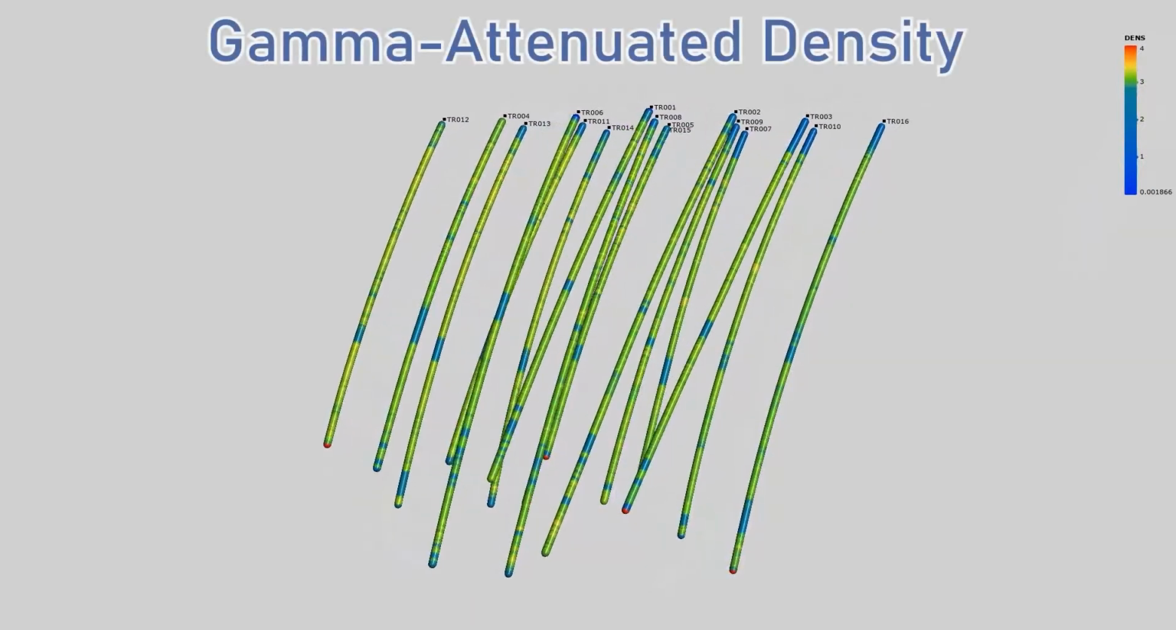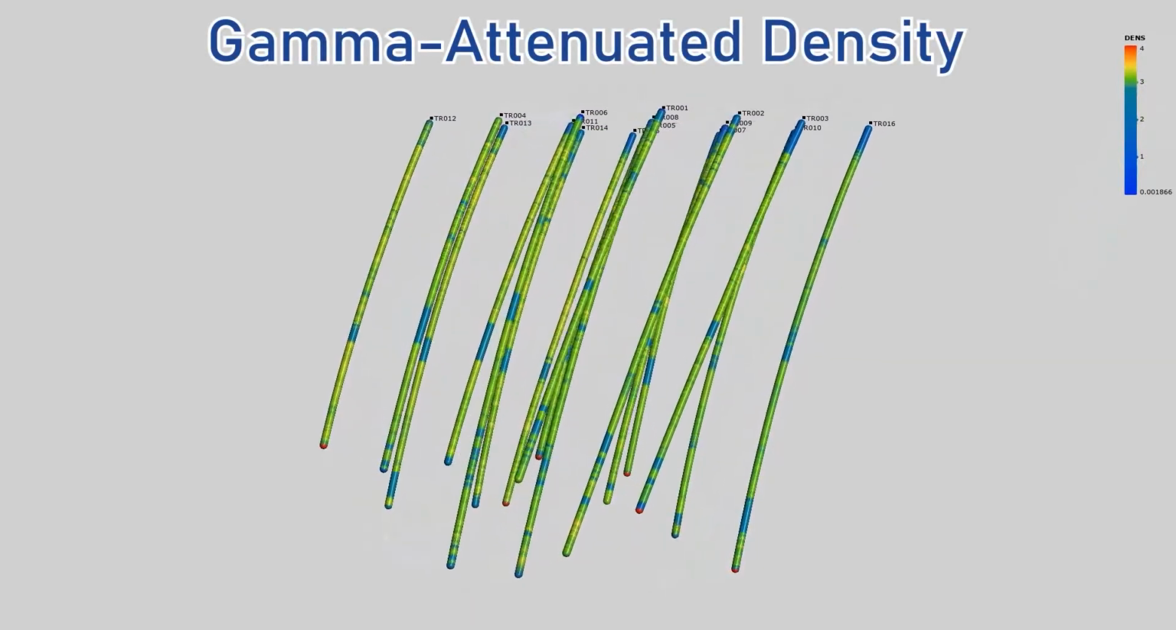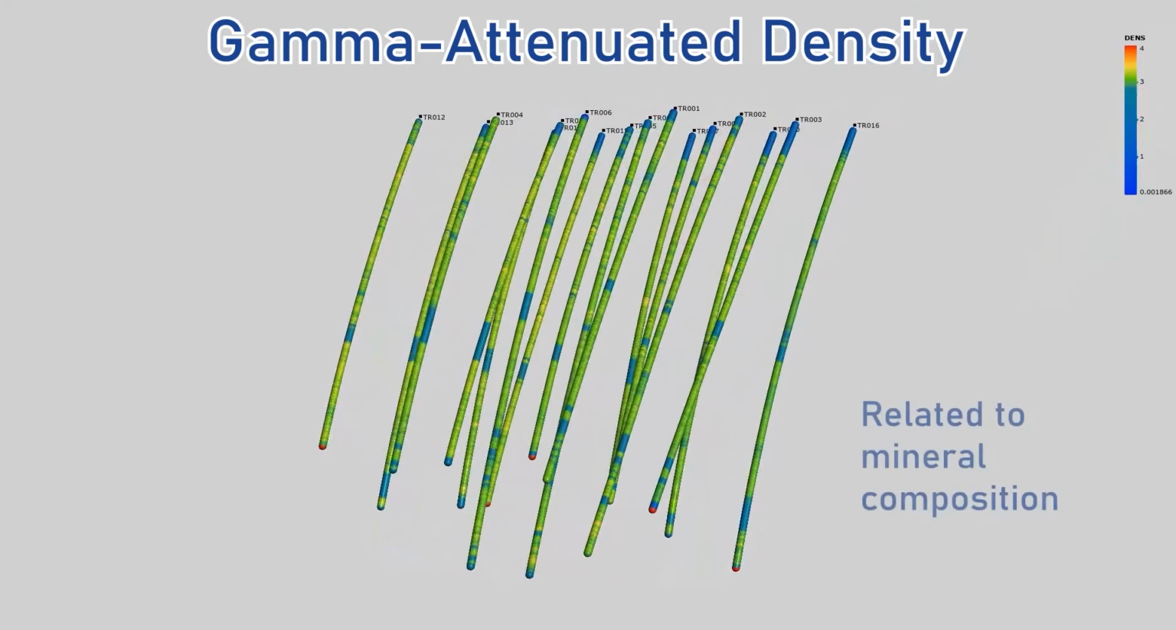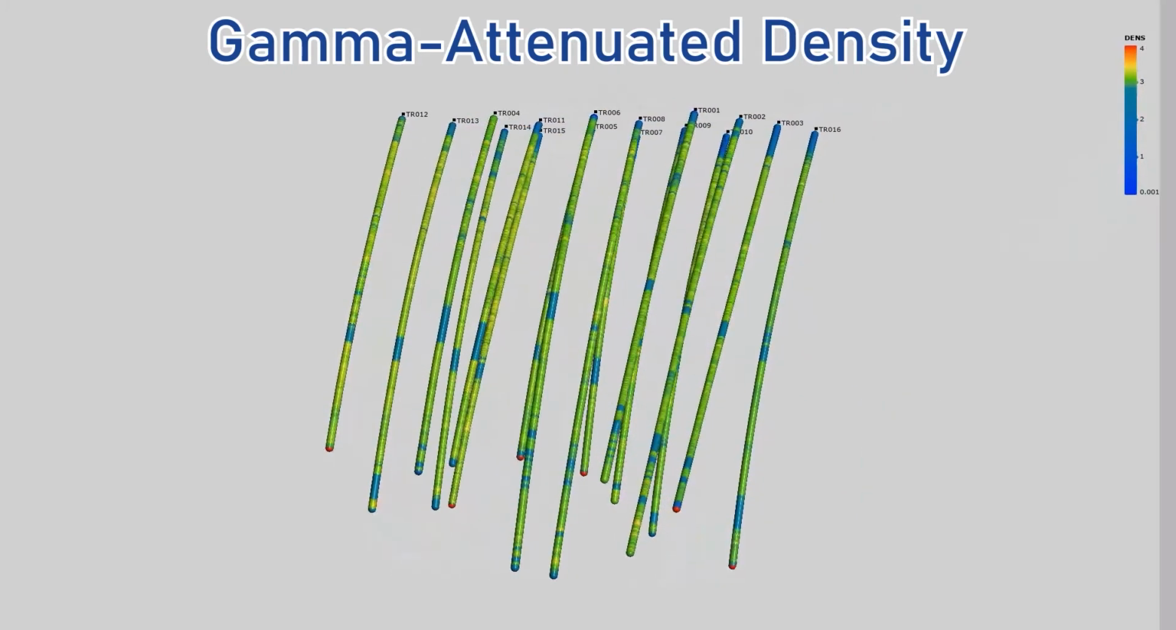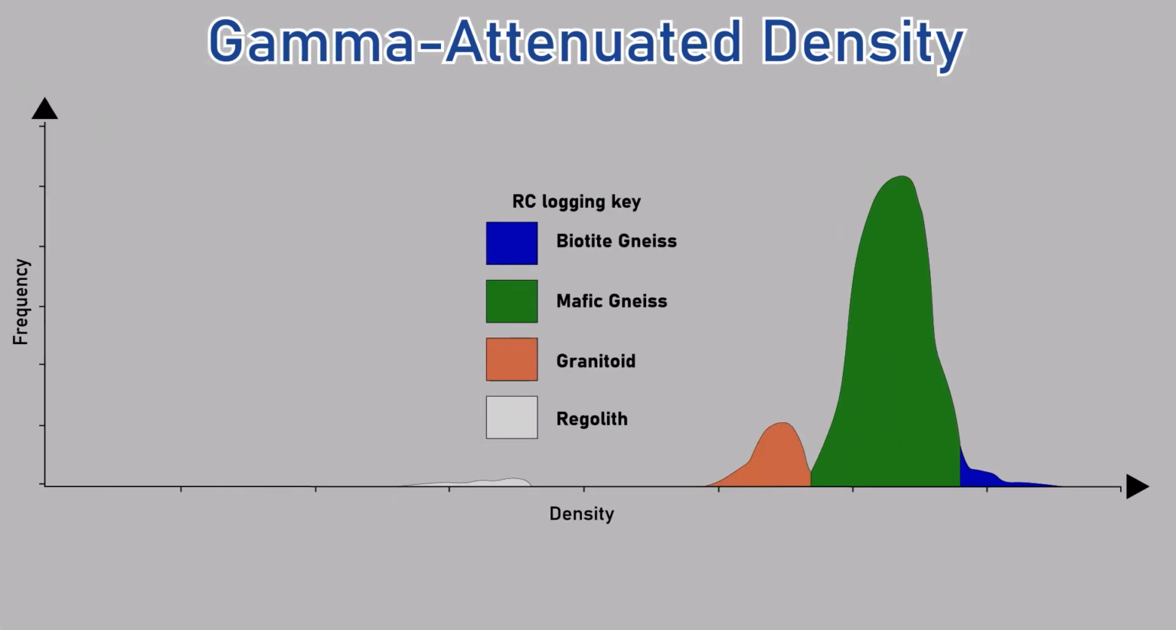Density is measured at centimetre scale as backscatter from an active gamma ray source. The data provides important information about lithology, alteration and mineralisation. Here, compared to logged RC samples, the relationship between lithology and density is very clear.